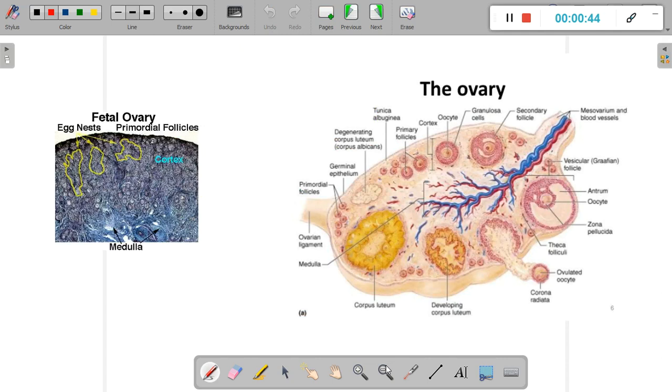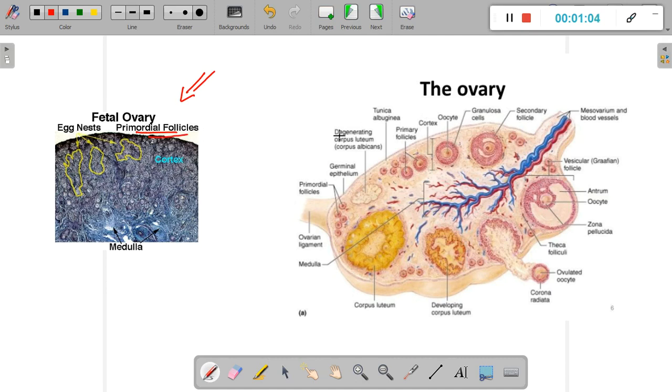First of all, let us look at the ovary of a fetus. Inside the ovary of the fetus, even if you magnify it, all you can see are these tiny little structures called primordial follicles. What is inside a primordial follicle is something we'll see in just a little while. So this is the ovary of the fetus, which just has primordial follicles.